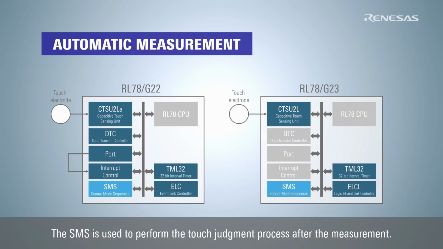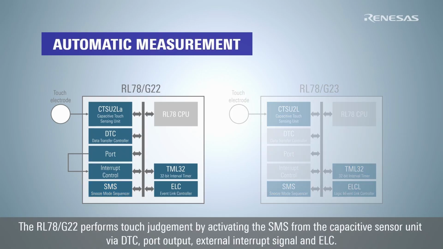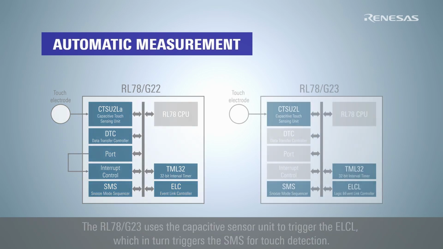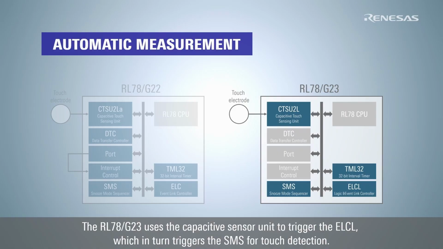The signal that activates the SMS differs between the RL78G22 and RL78G23. The RL78G22 performs touch judgment by activating the SMS from the capacitive sensor unit via the Data Transfer Controller, DTC, port output, external interrupt signal, and the Event Link Controller, ELC. The RL78G23 uses the capacitive sensor unit to trigger the Logic and Event Link Controller, which in turn triggers the SMS for touch detection.